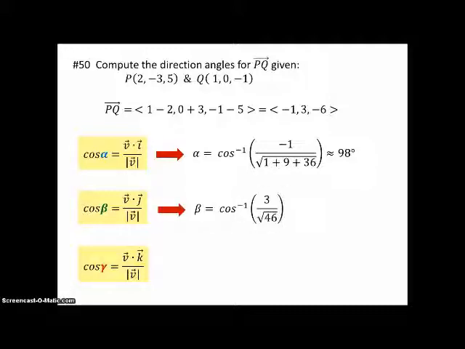Same thing for angle beta, except this time when we dot V with J, we get the second component of V, namely 3. And finally, gamma is the cosine inverse of the third component when we dot with K, divided by the length of V. And so those are the 3 directional angles.